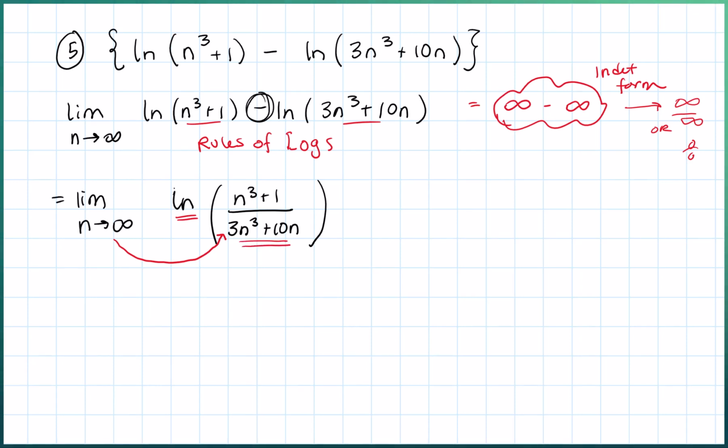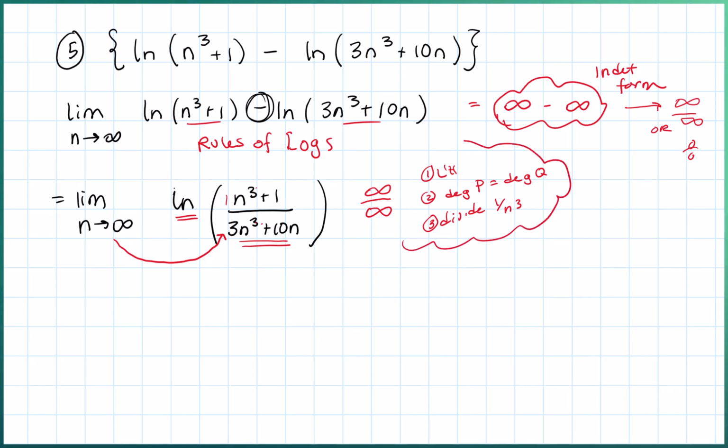Now on this one, again, I have all of those possibilities. It is now infinity over infinity, and I can use L'Hopital's rule. I can use the fact that the degree of P equals the degree of Q. So when we have the same degree powers, it's going to be a ratio of the lead coefficients. Or I could even divide top and bottom by 1 over n cubed. Those are all my possibilities for finding this limit. So I'm sort of thinking about that once I take a look at this.